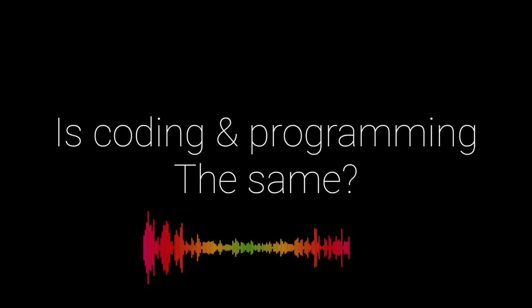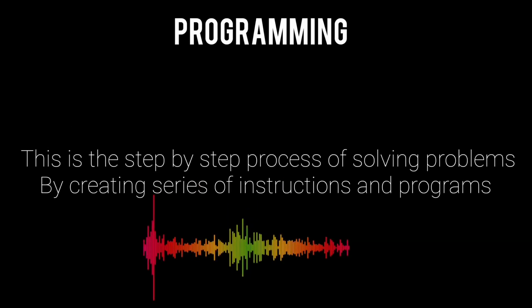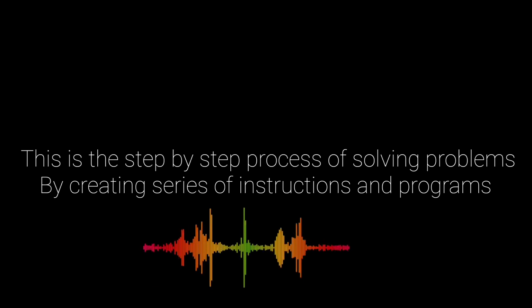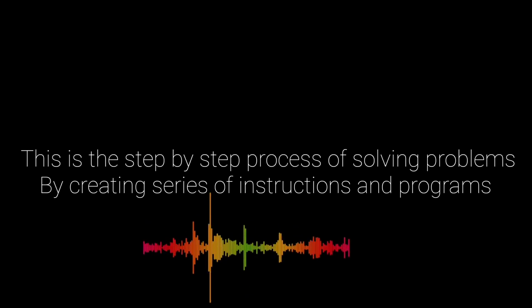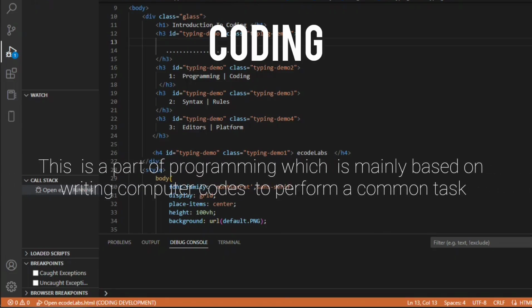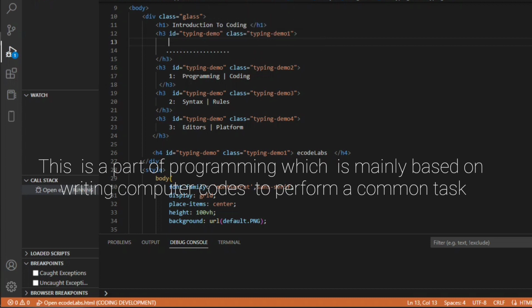Okay, so one may ask, what's the difference between programming and coding? And I can say that programming is a step-by-step process of solving problems by creating a series of instructions and programs. It involves much logic, while coding can be defined as a part of programming, which is mainly based on writing computer code to perform a specific task.